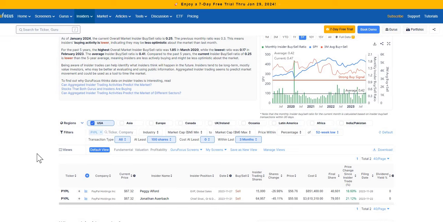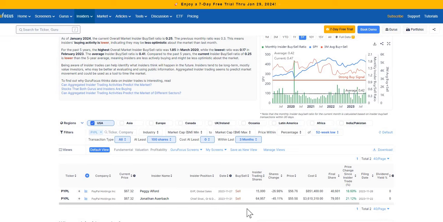Now, as I always mention with insider buying and selling, insider buying is bullish. It does mean that management are buying shares because they believe that the share price will rise over the period. Insider selling, as we do see here for PayPal, both their chief strategy officer as well as their EVP have been selling shares, and we can see for a combined over 4 million.